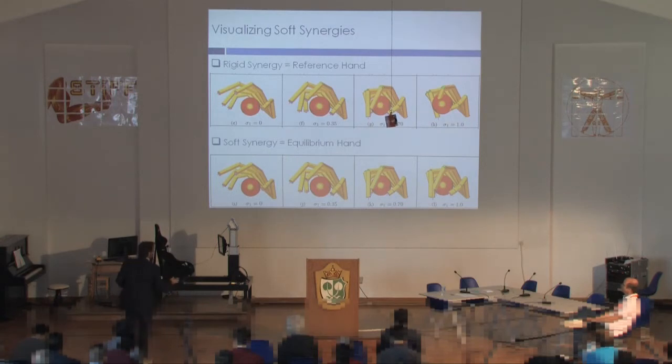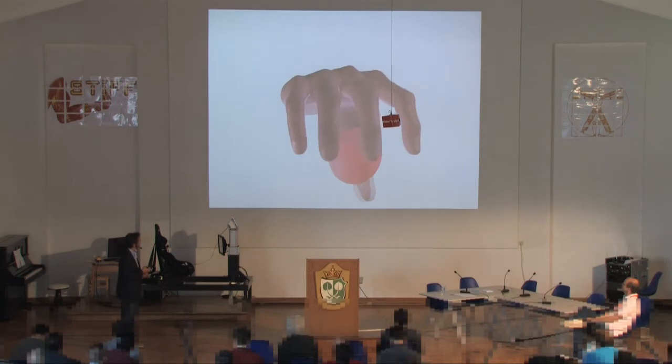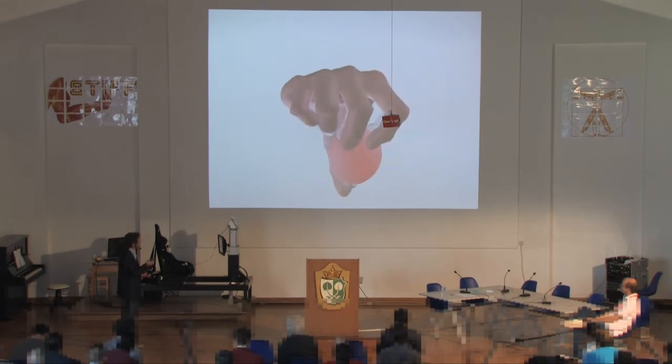And so this is the solution you have. These are animations. This is the hand grasping the object, and the reference hand, the equilibrium hand, going inside the object, the real hand staying outside the object.